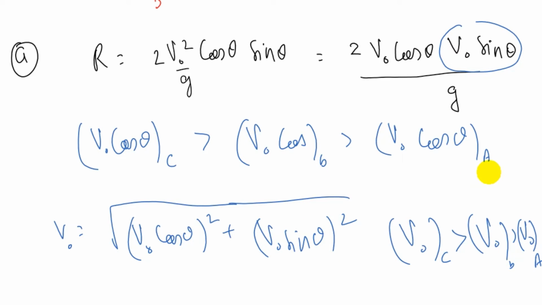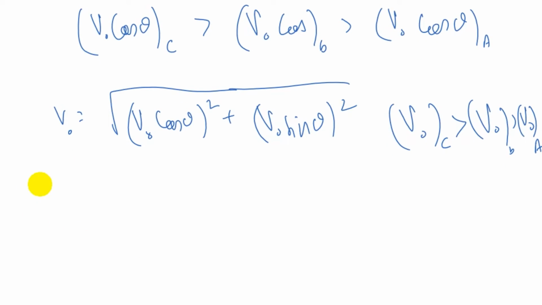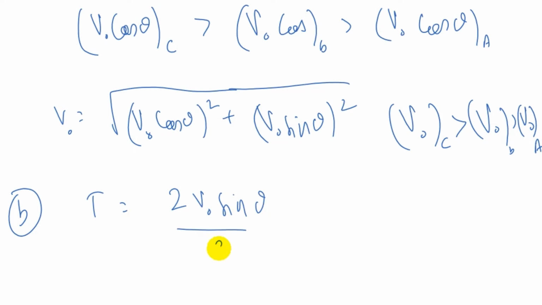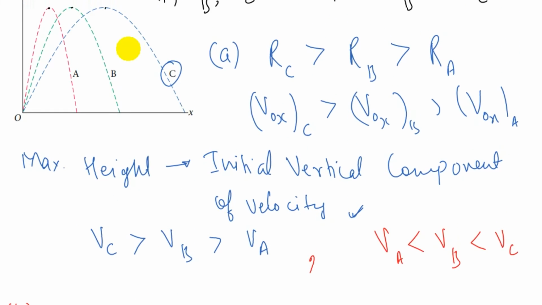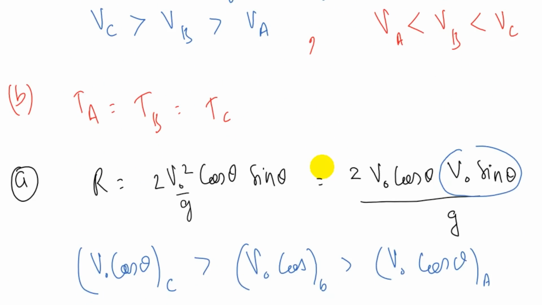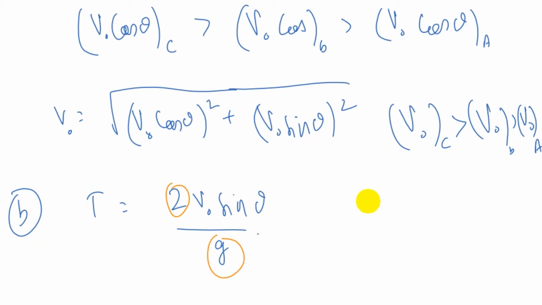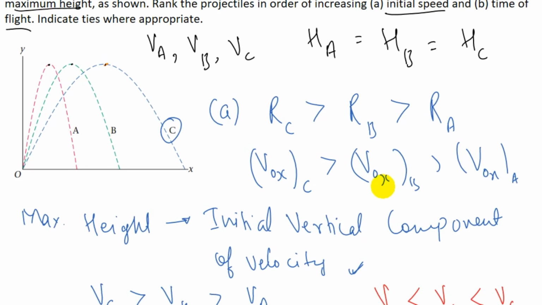So we prove it mathematically, by using the formulas. For part B, the time of flight we studied is T equals 2 V naught sine theta divided by g. Now 2 and g are constant. V naught sine theta is the vertical component of the velocity, which is the same for all three projectiles because the maximum height is the same. Thus in this case, TA equals TB equals TC. So we have proved it mathematically, and we have proved it conceptually also.